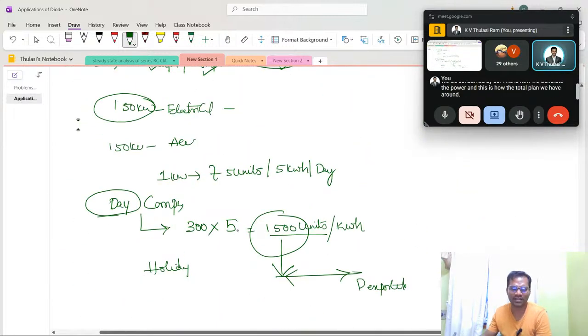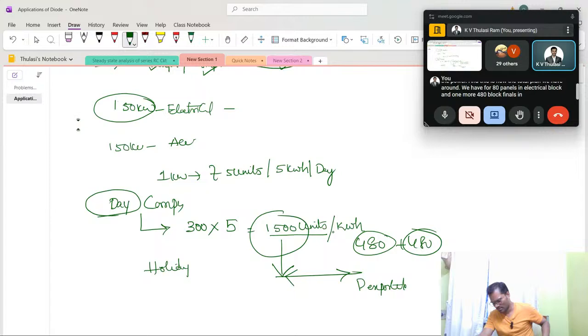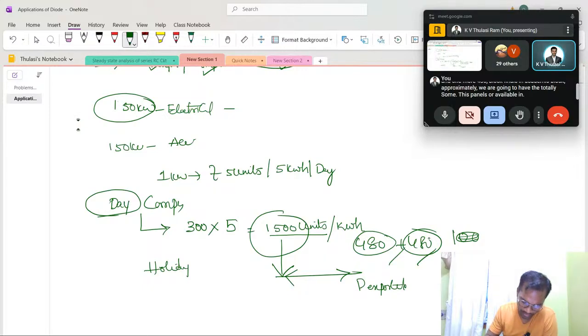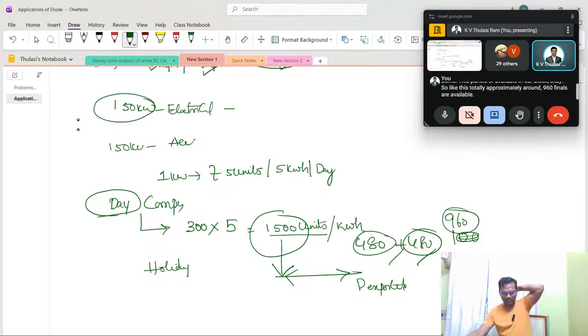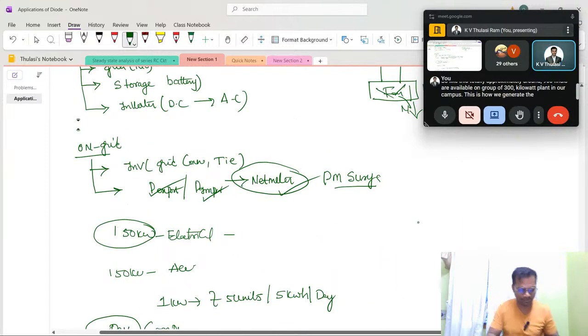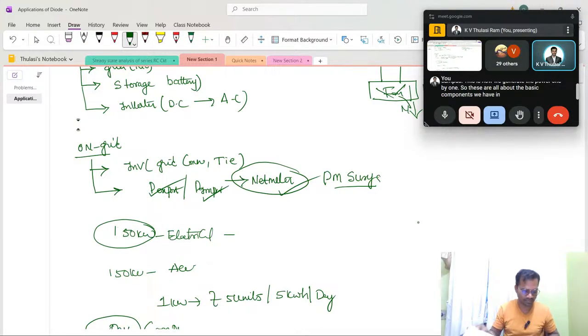Around we have 480 panels in the electrical block and one more 480 panels in the academic block. So approximately around 960 panels are available for the 300 kilowatt plant in our campus. This is how we generate the power one by one. So these are all the basic components we have in the solar power plant.